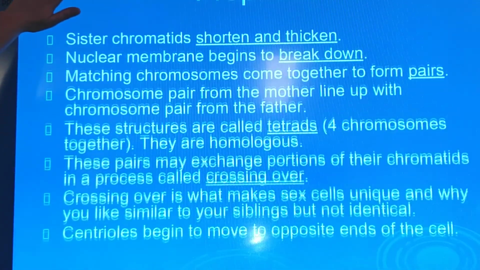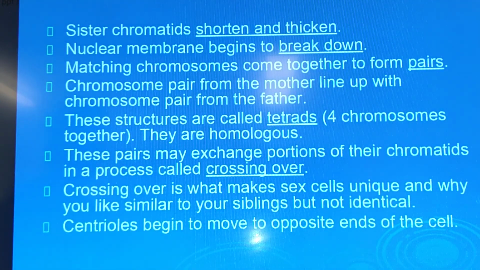So prophase 1, the sister chromatids shorten and thicken. That's when we begin to see the little X's that we can actually see under the microscope. And the nuclear membrane begins to break down, much like prophase in mitosis that we learned about earlier. So matching chromosomes come together to form pairs. Where we have the chromosomes line up single file in mitosis, in meiosis they're going to form pairs called homologous pairs.